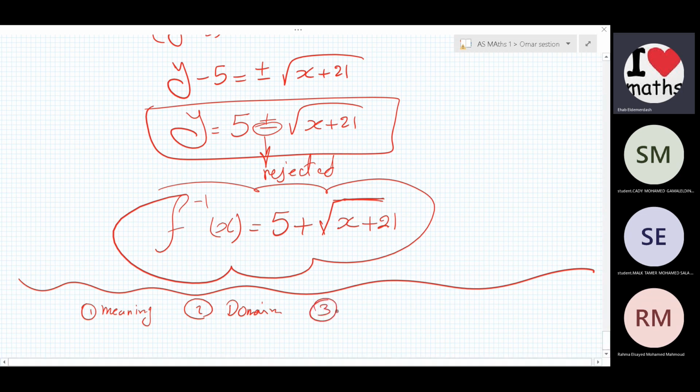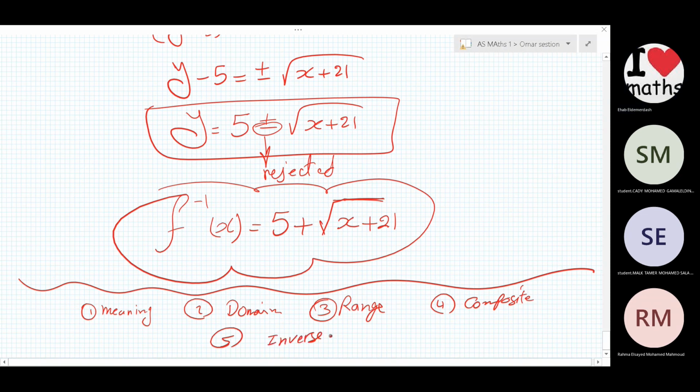The third part, apart from the domain, is the range. Hopefully you can understand the meaning of the range: it is the set of images that we get from the graph based on the domain in some questions. After that, we talked about the composite function. And the last part we spoke about was the inverse of the function.